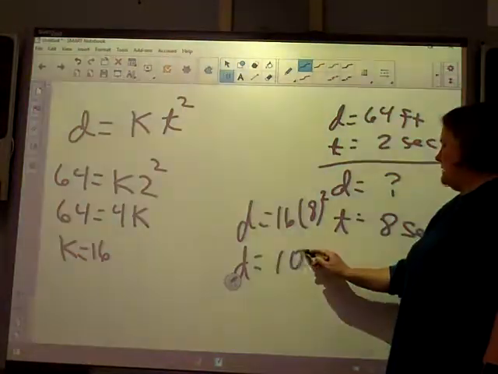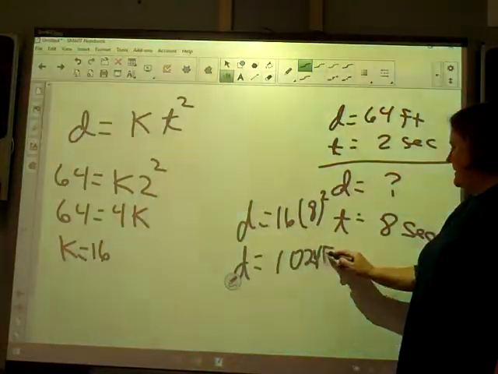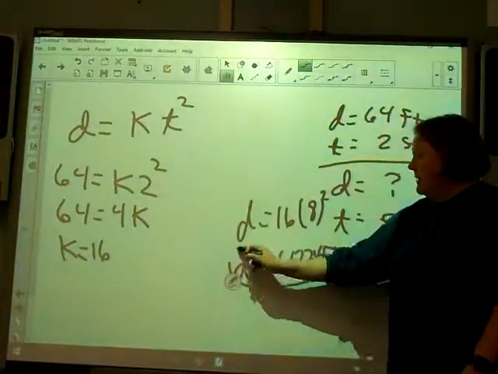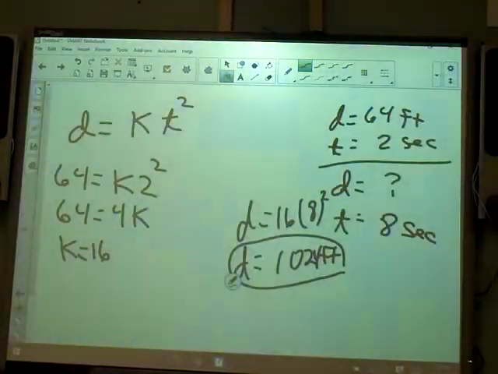What's 64 times 16? 1,024. 1,024. I started to write feet already. Feet. I don't know how far they jumped from, but I hope it hadn't squashed yet. That's a long way to fall.